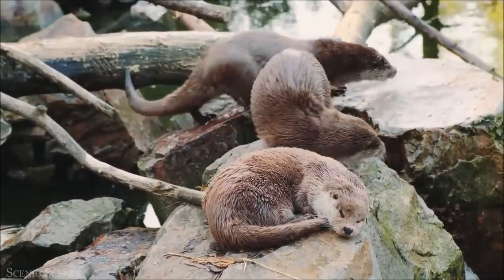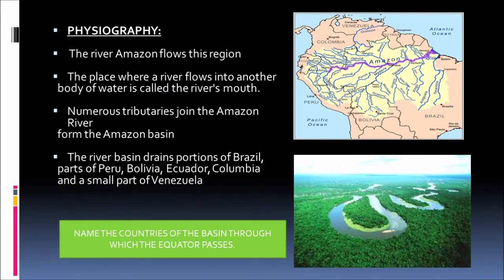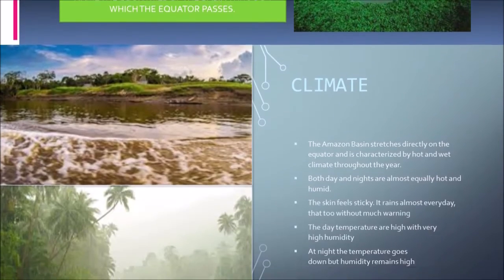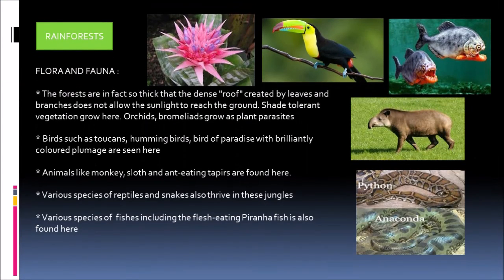The forests are in fact so thick that the dense roof created by leaves and branches does not allow the sunlight to reach the ground. Shade tolerant vegetation grows here. Orchids and bromeliads grow as plant parasites.